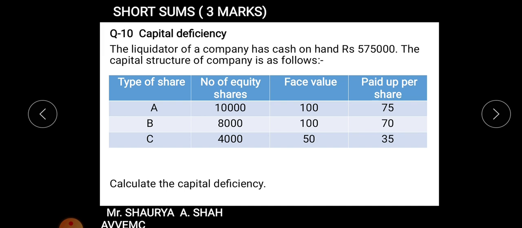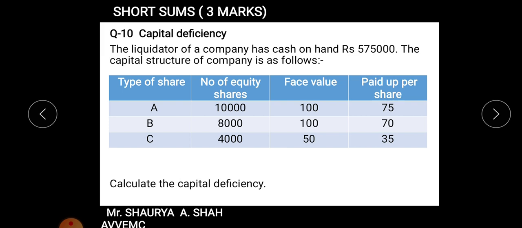So just imagine we have completed the entire long sum and the last step we are upon is this short sum, right? What the liquidator is having: after doing the total of receipt minus payment side up to your preference shareholders, this amount is remaining, 5,75,000, and you have to calculate the capital deficiency, right? Only capital deficiency.